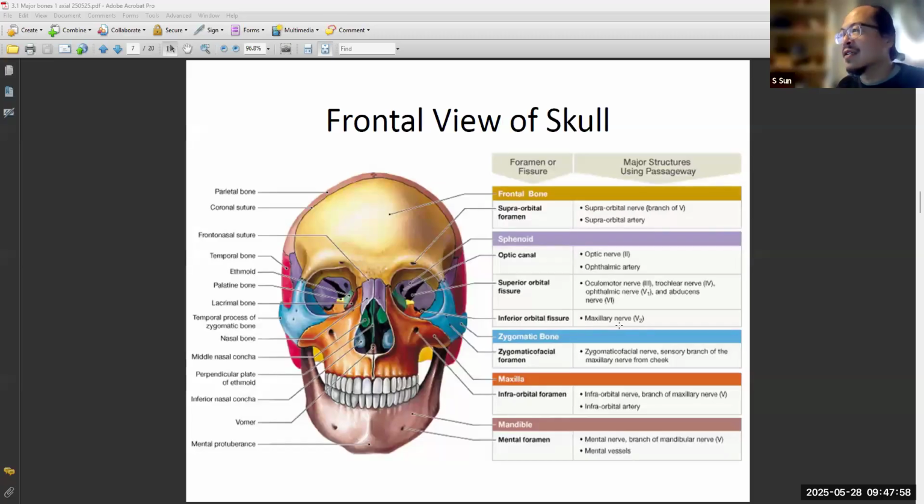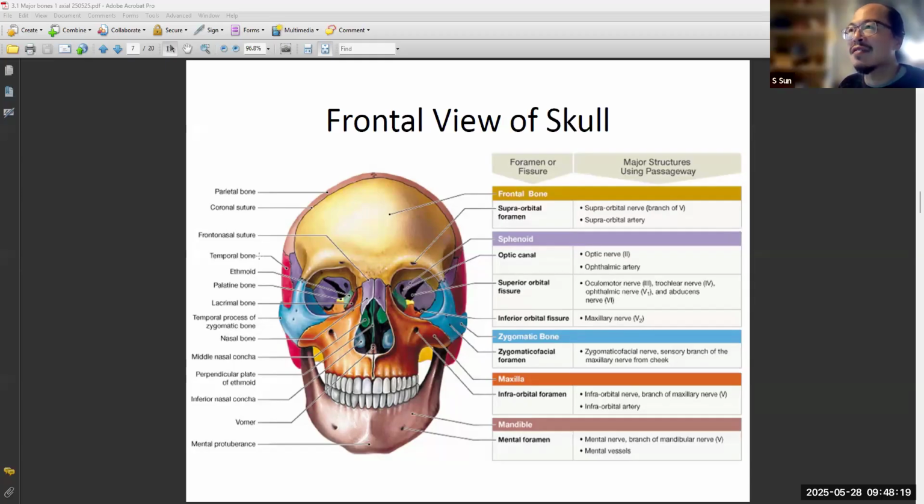So that's the eyeball, the orbital cavity. Yeah. So that's that. I think that's about it. Yeah, I think that's about it.